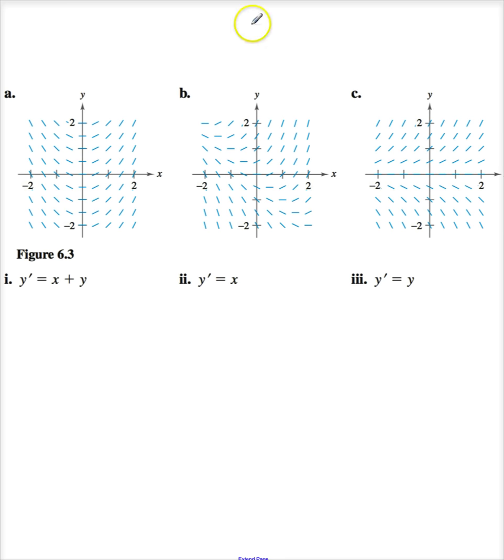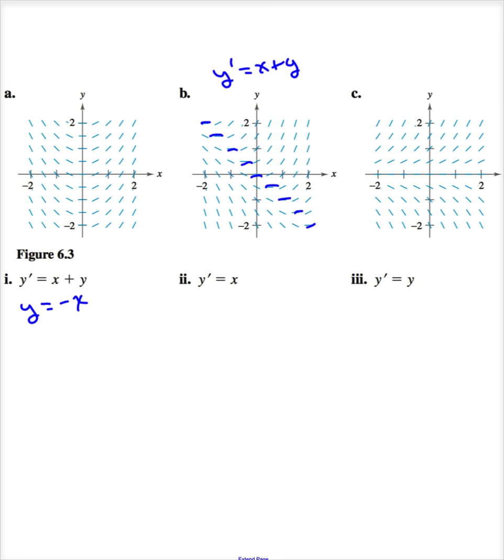If I look at this first differential equation, y prime equals x plus y, where are the slopes 0? Well, they're going to be 0 when y is equal to negative x. So do you see one of these where along the line y equals negative x, I have a series of 0 slopes? Well, of course, it's this number 2. So I would say that y prime equals x plus y has this as a slope field.